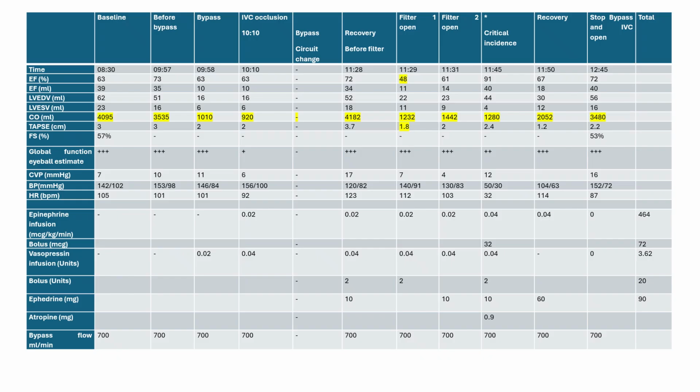One critical incident on TEE, we can see here, 10 minutes after filter 2 was opened, we saw a systolic blood pressure of 50, diastolic of 30, and a heart rate of 32. Significant bradycardia, ventricle function was slightly decreased, but no isolated areas of wall motion abnormalities. And the patient recovered after giving atropine, ephedrine, and epinephrine as a bolus of 32 units, so a significant amount.